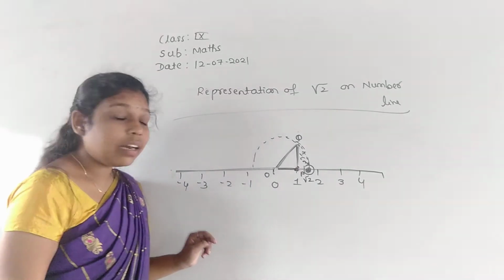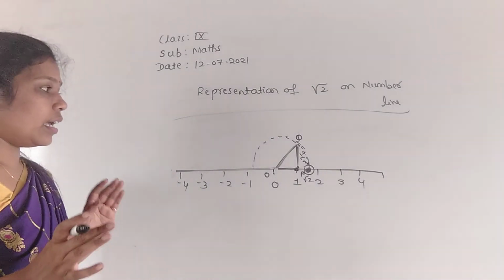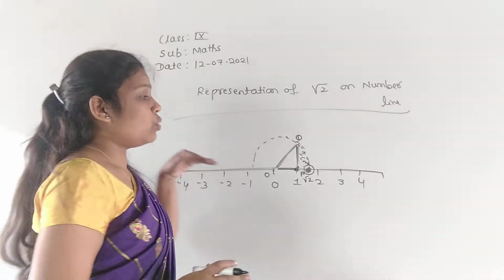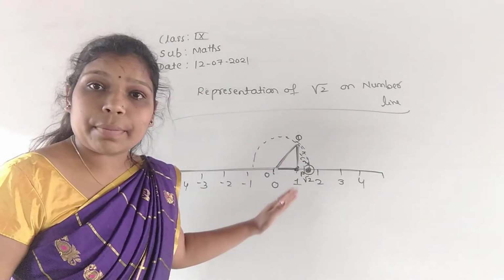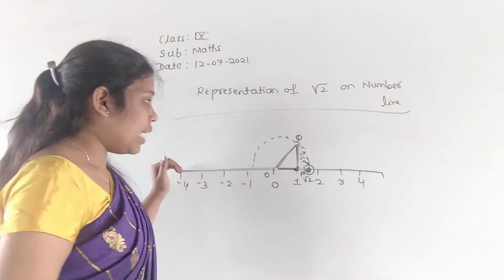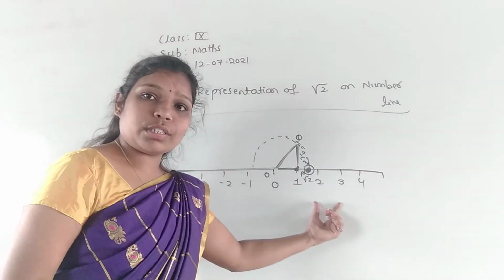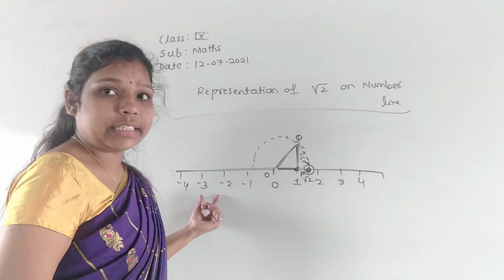Understanding what I am saying here? Once again I will say, everyone observe here. Okay, so just first draw the number line. Draw the one number line here. Here I have taken positive numbers and here I have taken negative numbers, right?